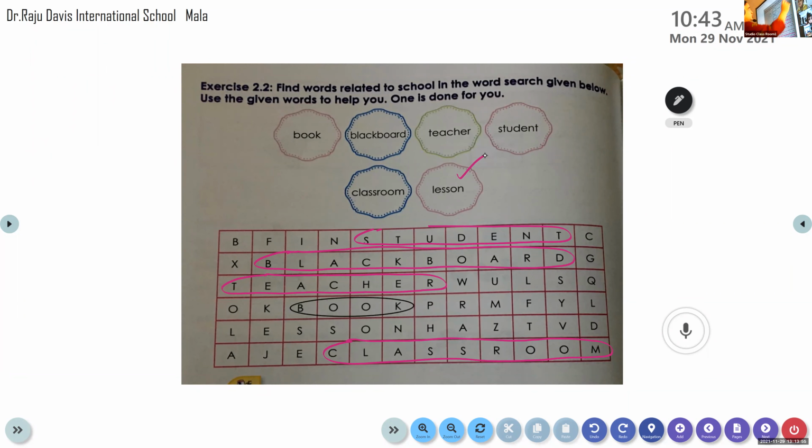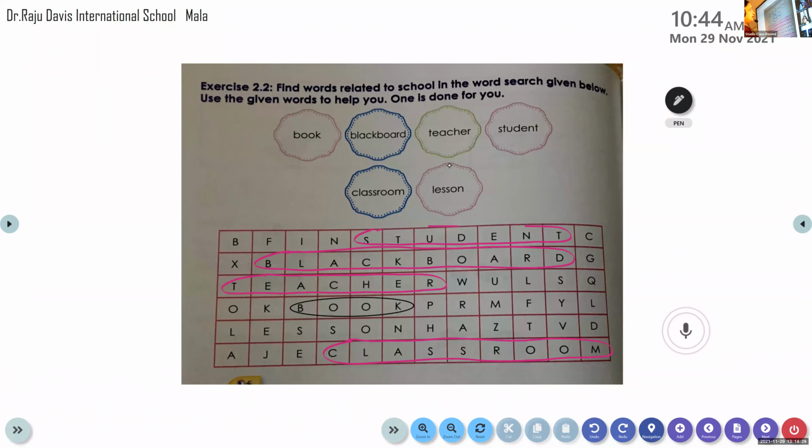C-L-E-S-S-O-N. How would you read that word? Listen. Not listen. L-E-S-S-O-N. Lesson. Lesson. Lesson. Yeah. Try to find out the word in the puzzle, Rituparna. Okay, find out the word lesson. Find it out, circle it and show it to me.